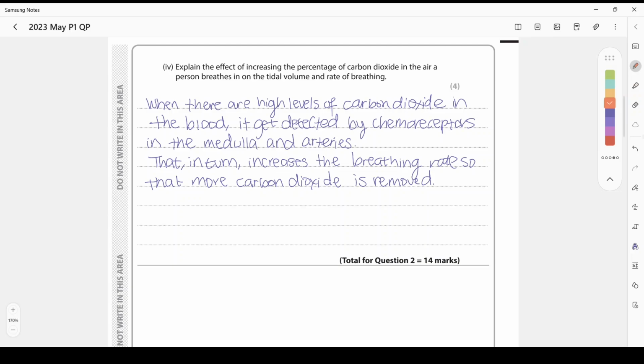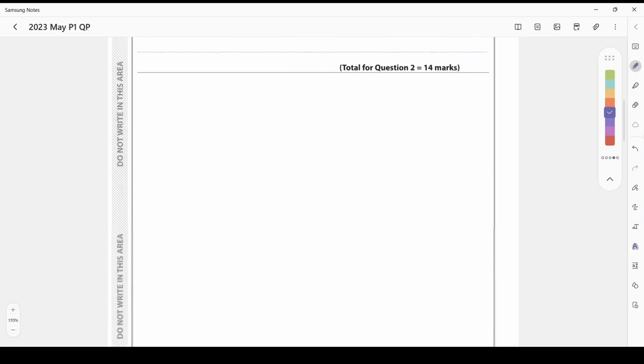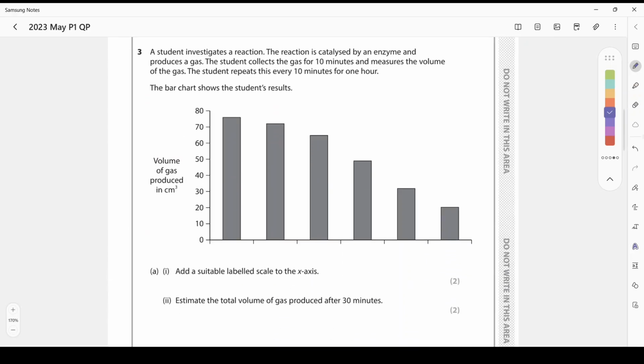All right, let's go through the marks. The first mark is when there's more carbon dioxide in your blood or in your body. The second mark is detected by chemoreceptors in the arteries. The third mark is, you can say, an increase in the breathing rate, or you can say the tidal volume increases. And lastly, more carbon dioxide is removed. All right, let's move on to question 3.